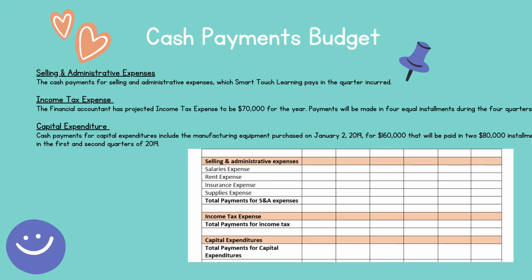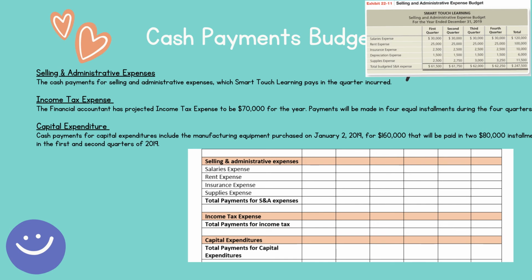Now, selling and administrative expenses. I need to go to the selling and administrative expense budget that we prepared earlier. It said that the cash payments for selling and admin expenses, which Smart Touch Learning pays in the quarter incurred. So it's gonna be paid in the same quarter. Again, non-cash expenses will not be included in the cash payments budget. So I'm not gonna include depreciation expense. Okay? So we're gonna pay all of them except for the depreciation.